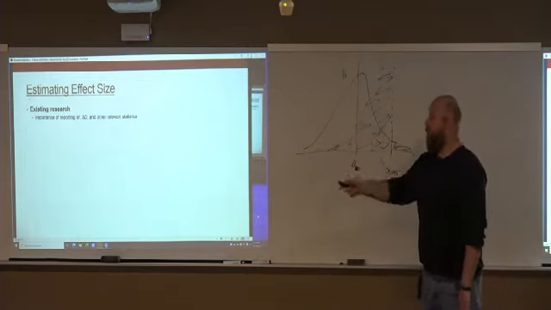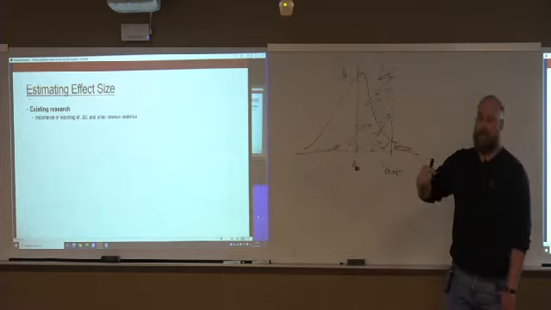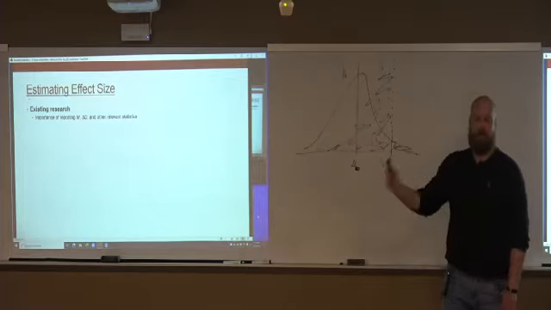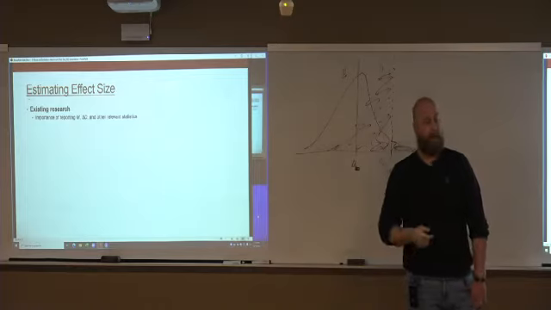Now, we don't often have meta-analyses for the specific effect that we're looking for, and if we don't, then we're focusing on previous research, but this is really going to be our best case scenario. Yeah.